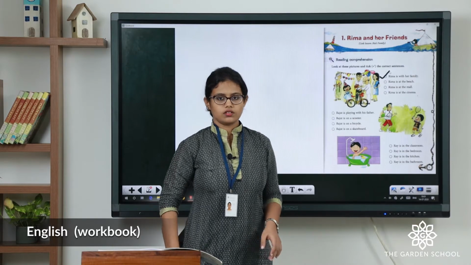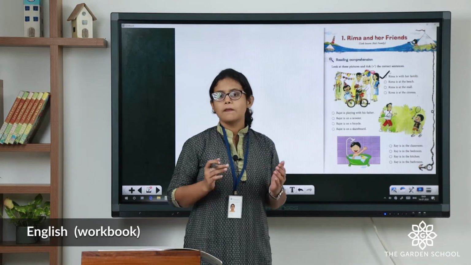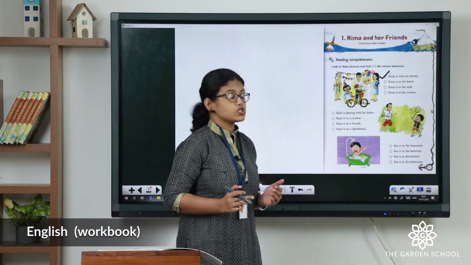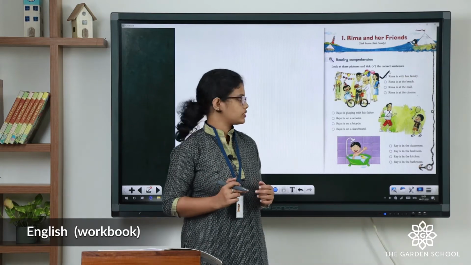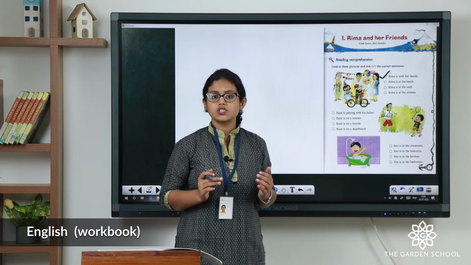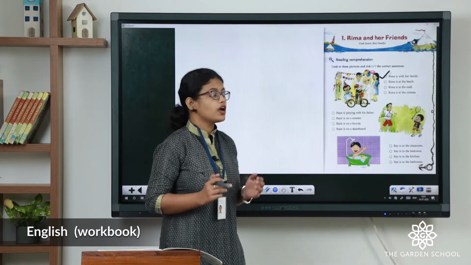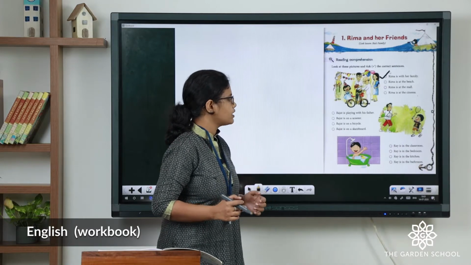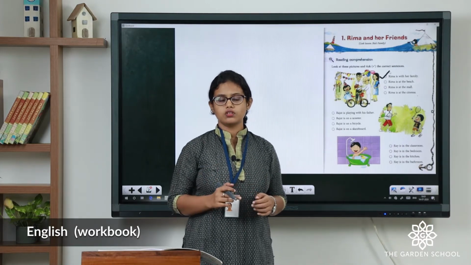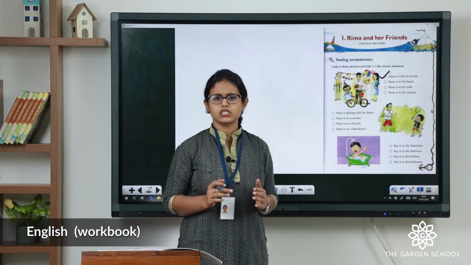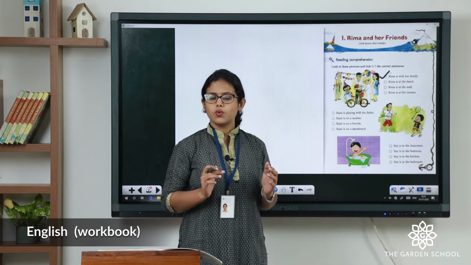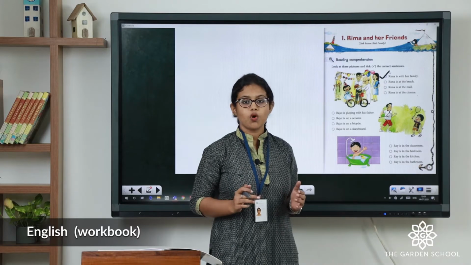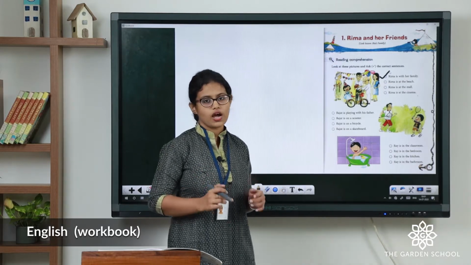So see the second one. A father playing with his son. So let's see the options. Rajat is playing with his father. Rajat is on his scooter. And the third one, Rajat is on a bicycle. And what is the fourth one? Rajat is on a skateboard. Can you tick the correct sentence for the picture? So what is the correct sentence? The first one. Rajat, the little boy, is playing with his father.